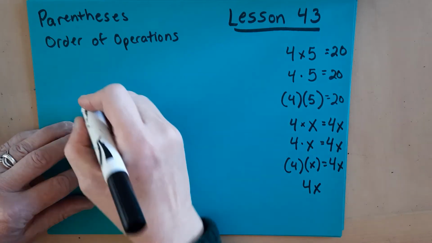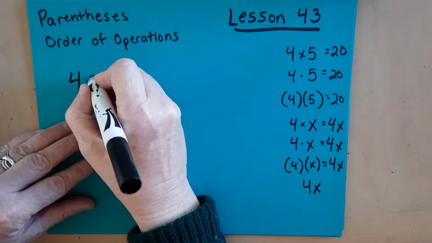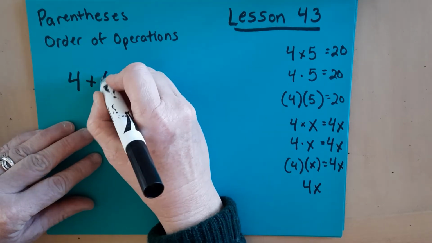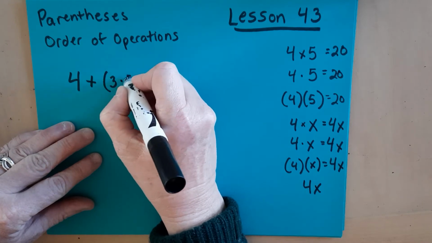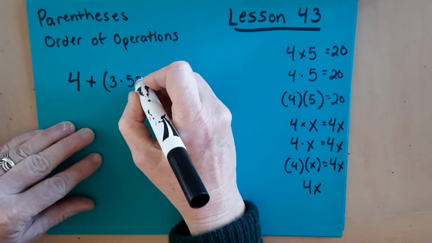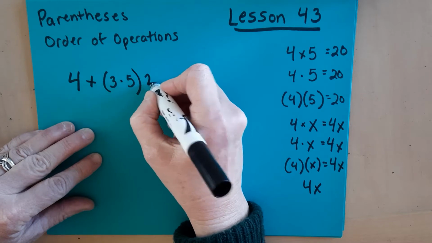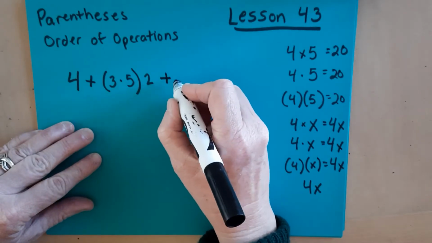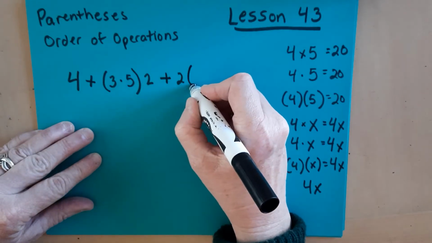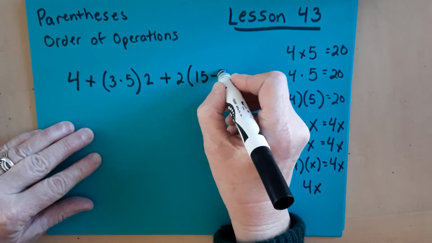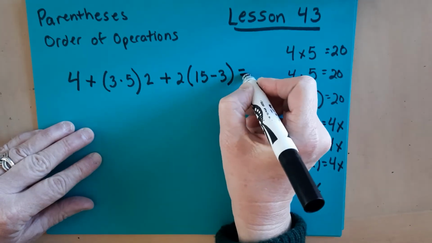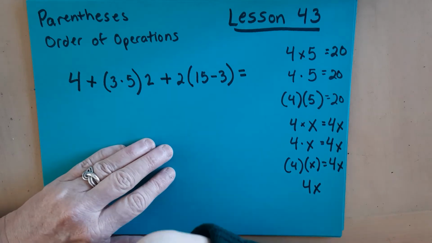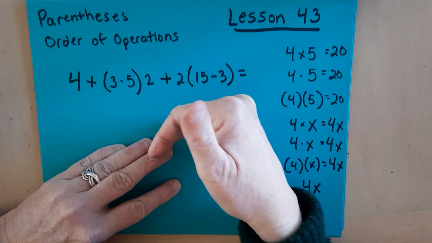So first, when you have an equation, it has a lot of things that you need to do. Like 4 plus 3 times 5. I'm going to use a dot in this case to represent multiplication. We'll put a 2 right there. Plus 2 minus 15 minus 3. What does that equal?